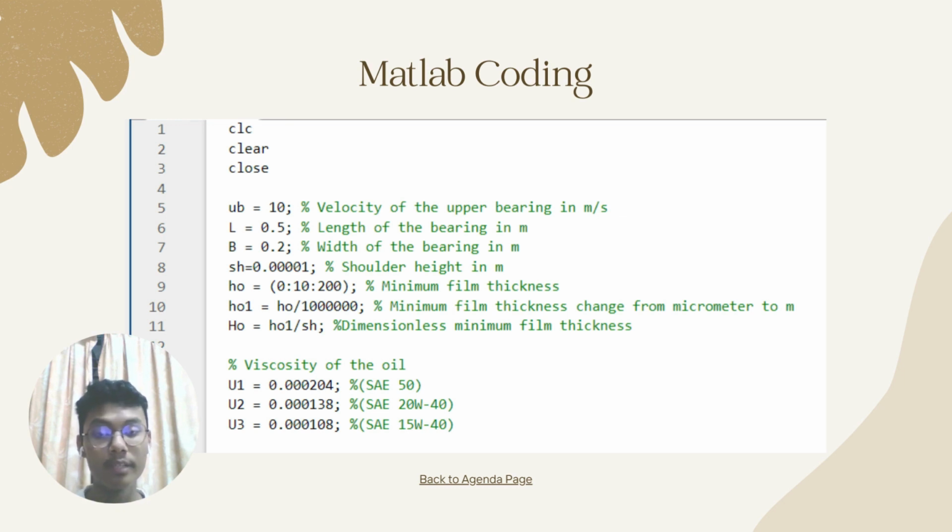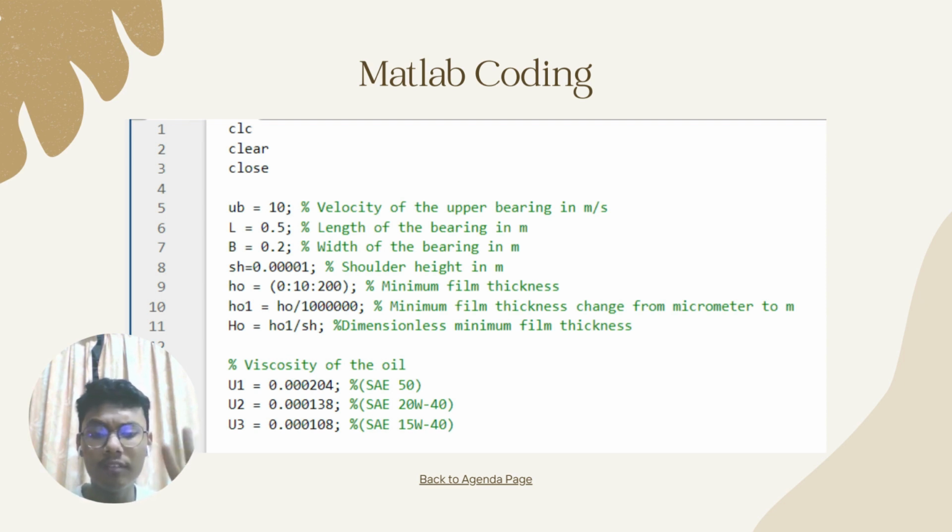So in this project, we will use MATLAB as the software in order to plot the graph of dimensional load capacity against the minimum film thickness. From the journal that we reviewed, it stated that when the minimum film thickness approaches infinity, the dimensional load capacity will approach zero. So as you can see on the screen, the MATLAB coding, these are the parameters and assumptions that we've made in order to find the dimensional load capacity.